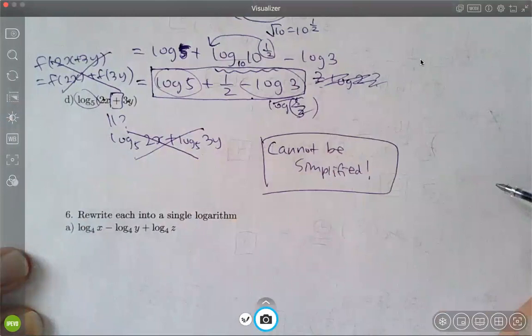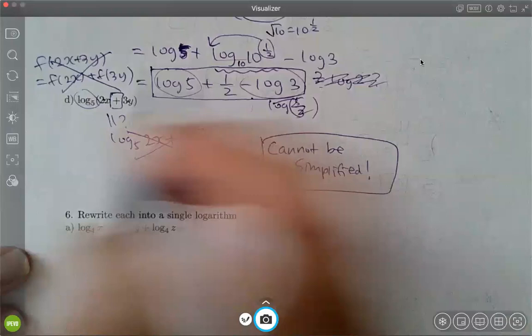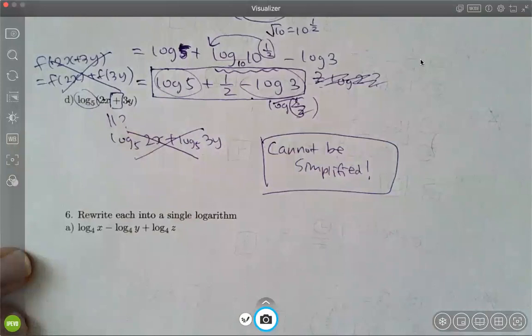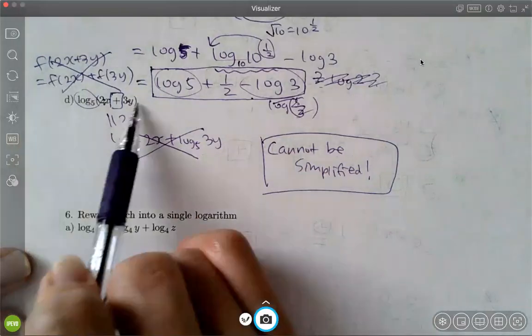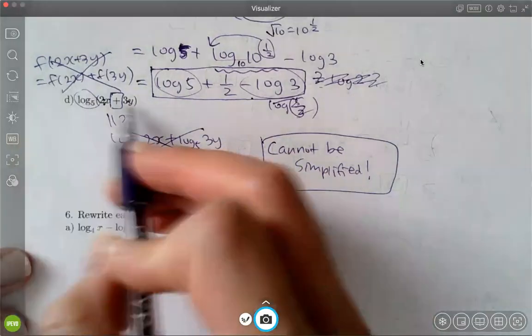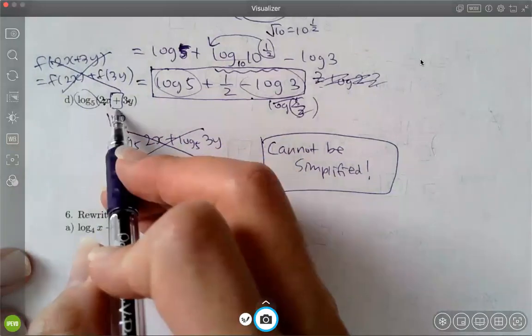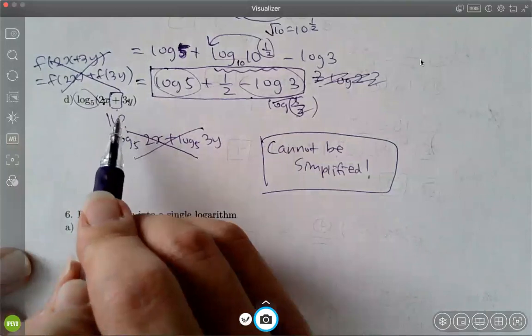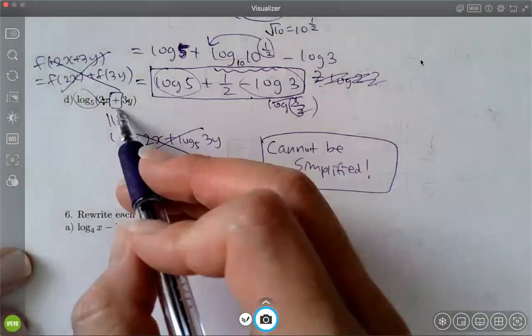Okay, it seems like you can distribute log 5 into 2x and 3y, but you can't. Because think of this function. f of 2x plus 3y is not f of 2x plus f of 3y. And you cannot apply rule number 5 on 2x and 3y because these two are joined by this summation. So first you have to take care of this summation and then apply rule number 5, but the thing is you cannot take care of this summation.